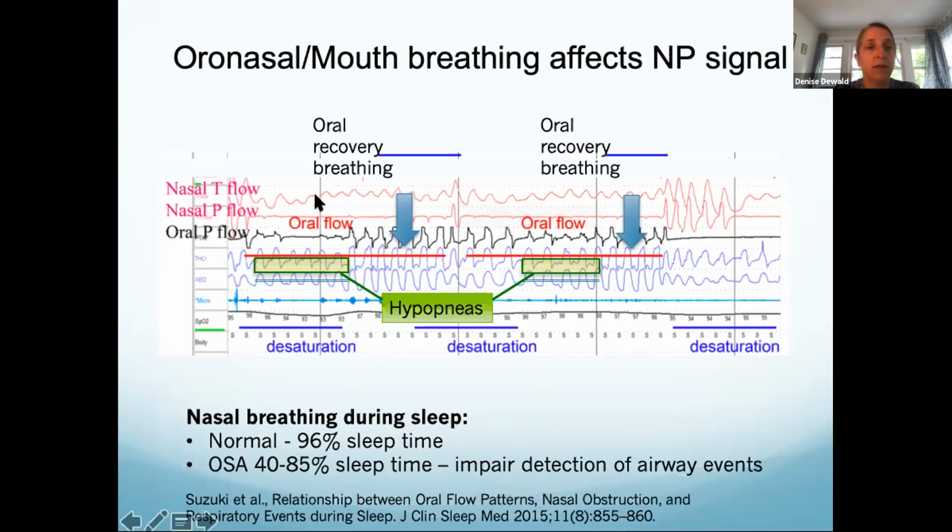And if you look, the thermistor didn't show much, showed a little bit. They didn't give us enough of the normal baseline to do this. But this is a good illustration of how much the nasal pressure signal will miss if there's mouth breathing. Normal people without sleep disordered breathing will breathe through their nose 96% of the time during sleep, compared with sleep apnea, which is like 40 to 85%. All right.